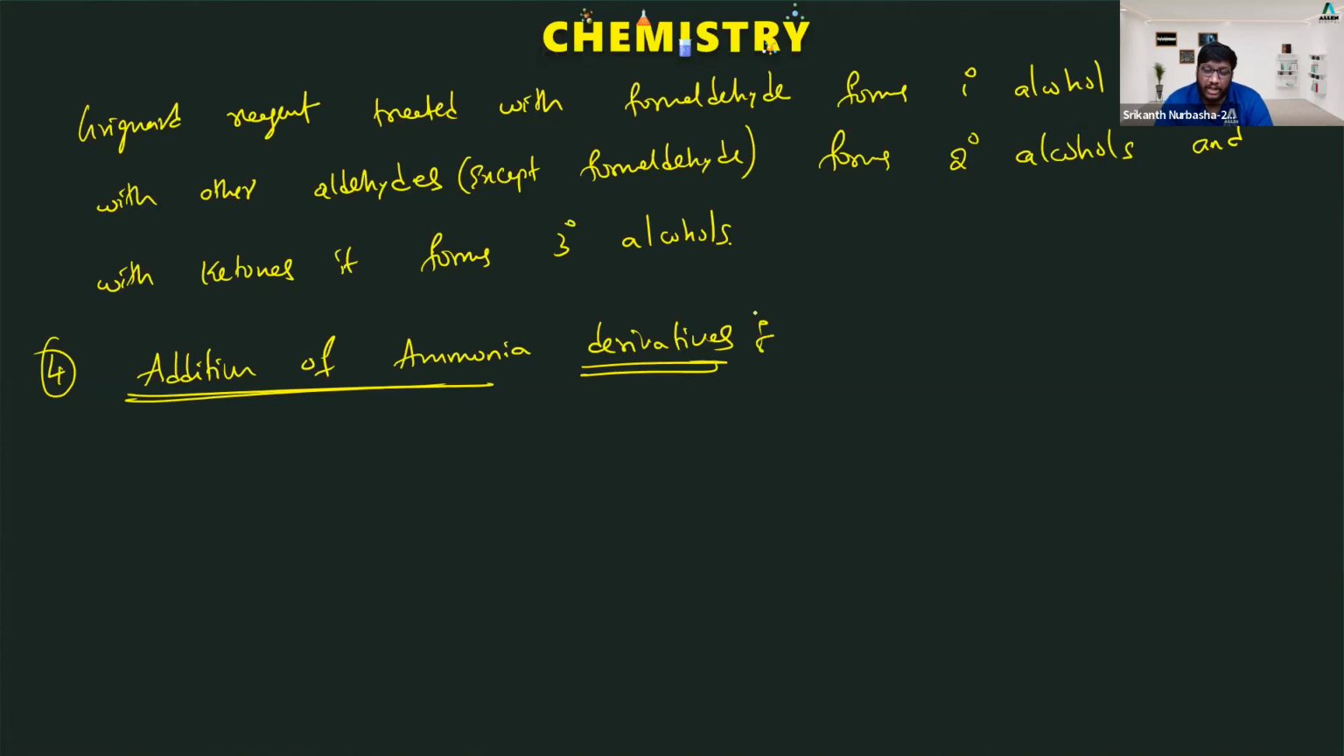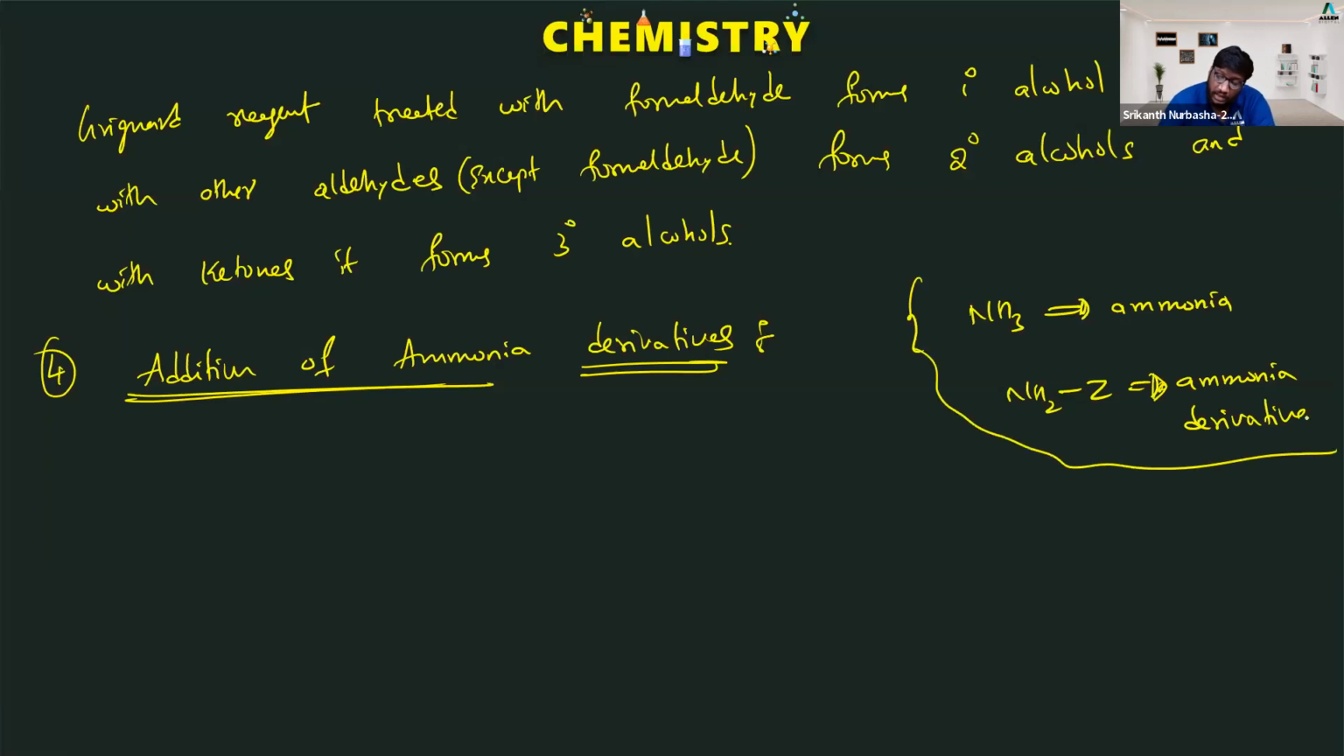We can take any carbonyl compound, like RC double bond O R dash, and treat it with an ammonia derivative. What does that mean? NH3 is ammonia, NH2Z is an ammonia derivative. So let us first try to understand the reaction.